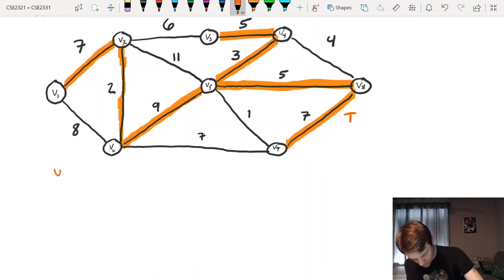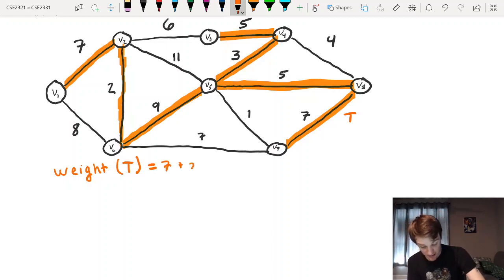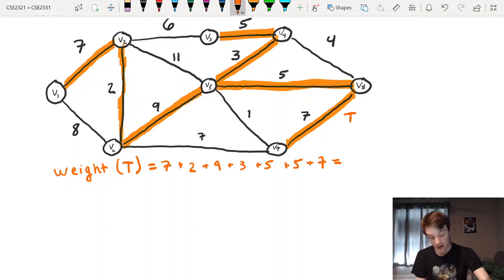The weight of T is the sum of the weights of all the edges. So this one would be 7 plus 2 plus 9 plus 3 plus 5 plus 5 plus 7. So this gives us 18, 21, 26, 31, 38 for a weight. The question is, can we do better than this spanning tree in terms of this weight? We want to find the tree that minimizes the weight. So, let's see if we can.